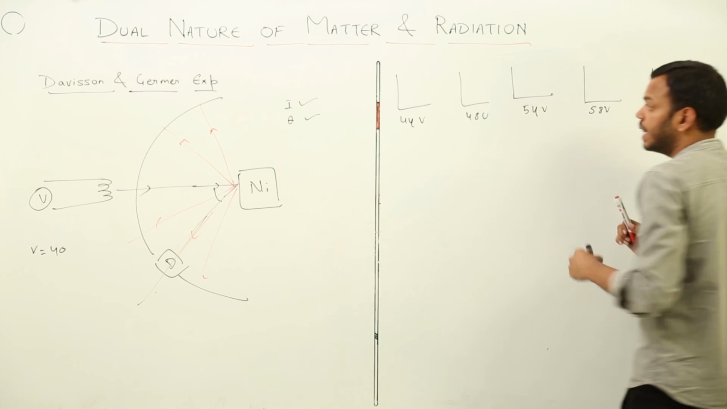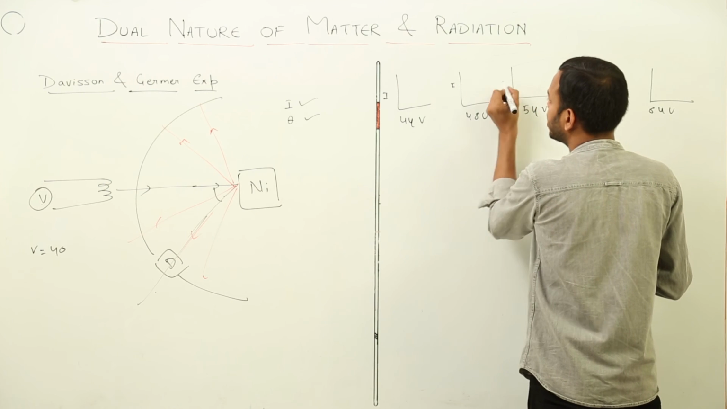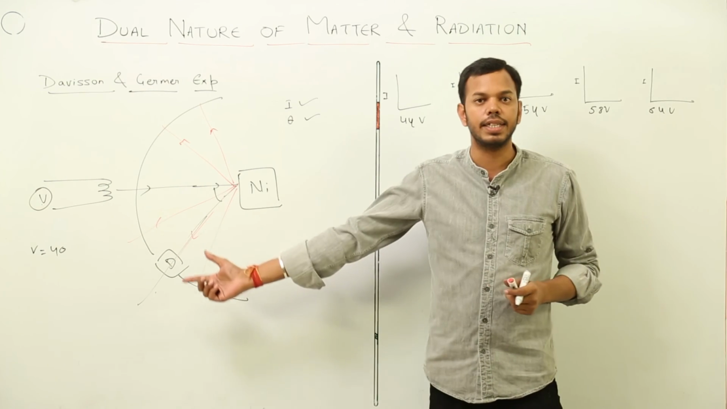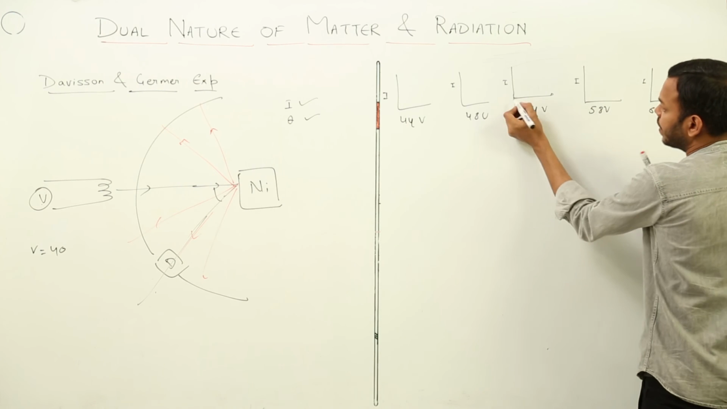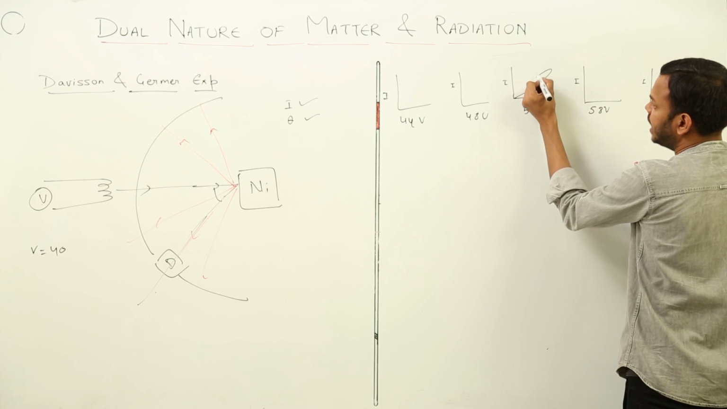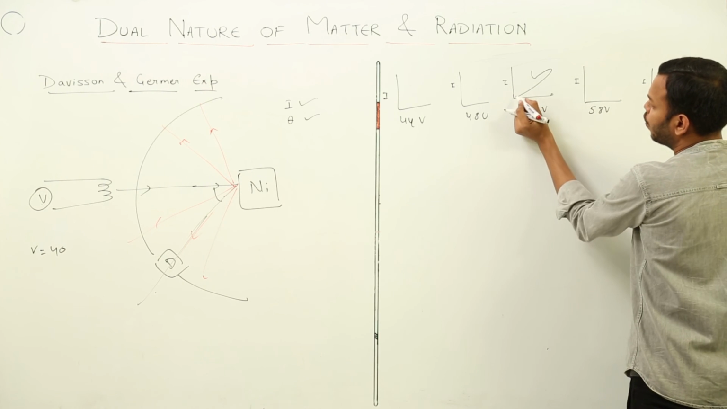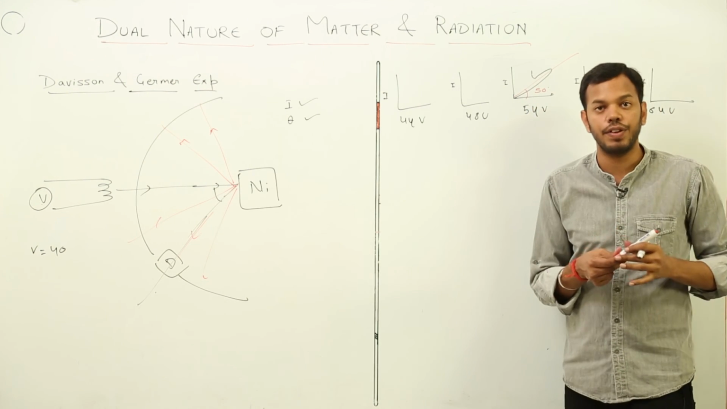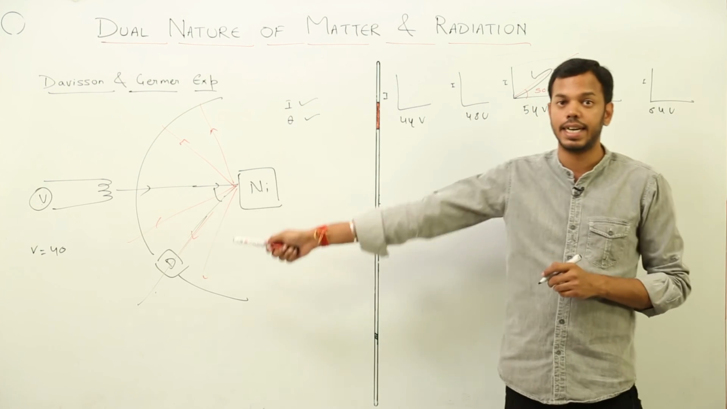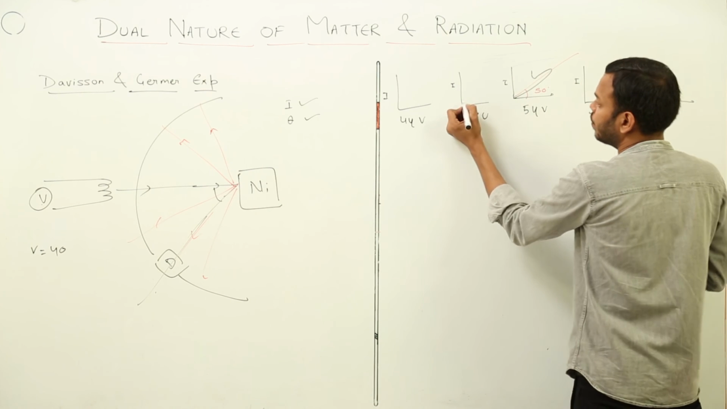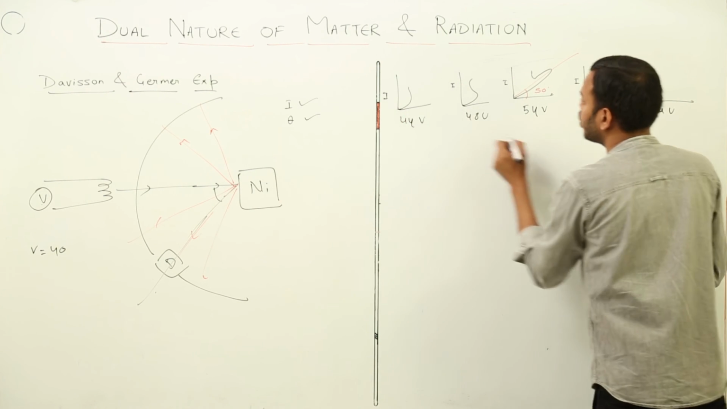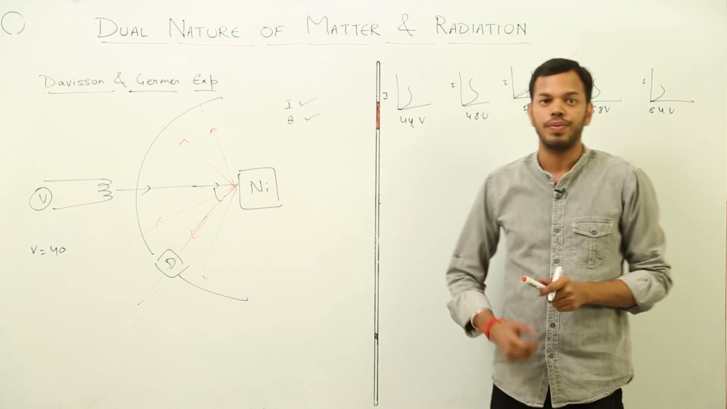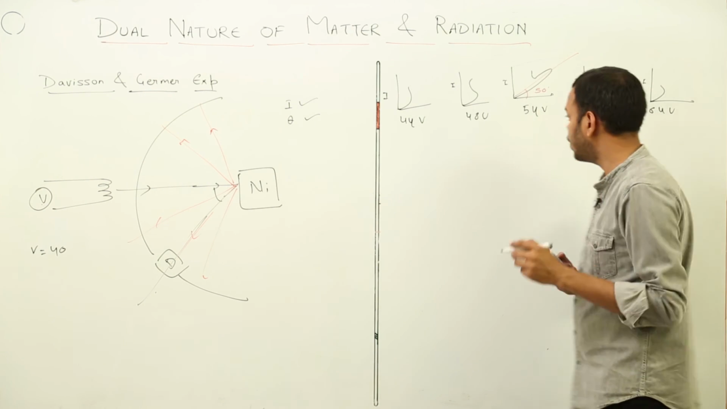These graphs are marked with respect to their respective intensity of electrons as detected by this detector. What they saw was that there was a huge bump in intensity at 54 volt and 50 degrees. At 50 degrees and 54 volt, there was a huge bump as detected by the detector, whereas in the rest of the cases, the bump was not as deep as it was seen at 54 volt. So there were two conclusions.